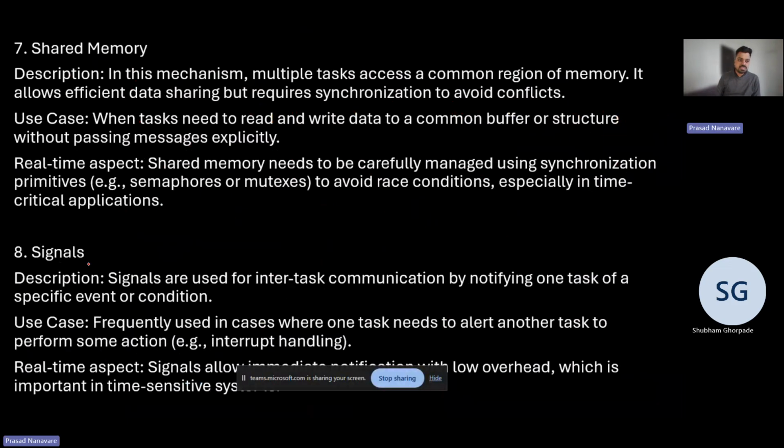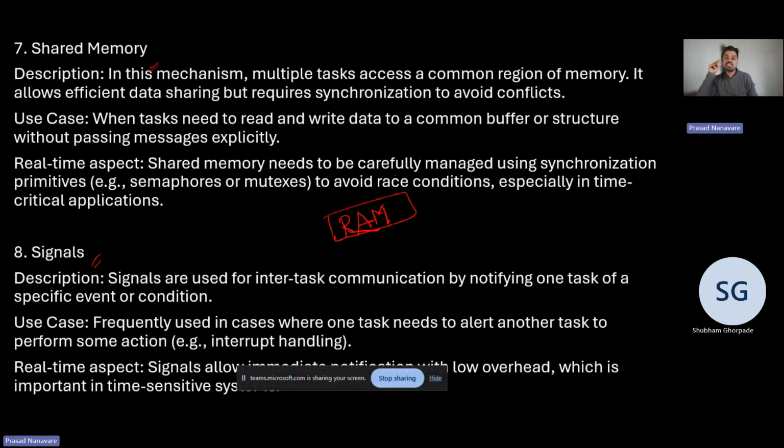Then we have shared memory and signals as the last two IPC mechanisms. Shared memory is multiple tasks sharing the same memory. Memory means RAM, of course. If they are sharing the same memory, of course they have access to it and they can read what is going on in it. So in this mechanism, multiple tasks access a common region of memory. It allows efficient data sharing during data transfer or during the synchronization process.